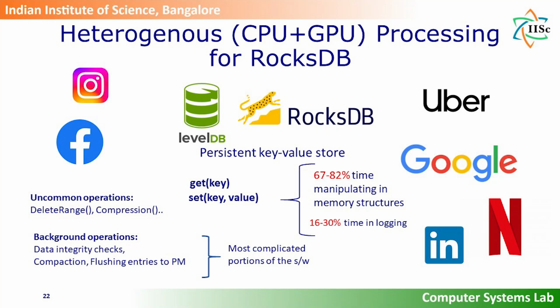It's a persistent key-value store, widely used. There is another version from Google called LevelDB. These are widely used in many internet-scale services because they are very efficient and simple to use. And we started looking into how we can really accelerate them while keeping all the rich features that are needed to support commercial applications.